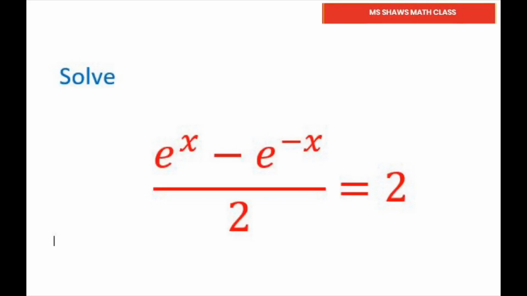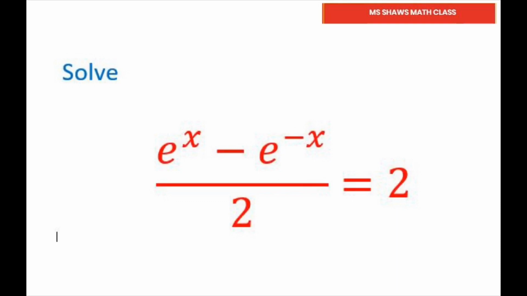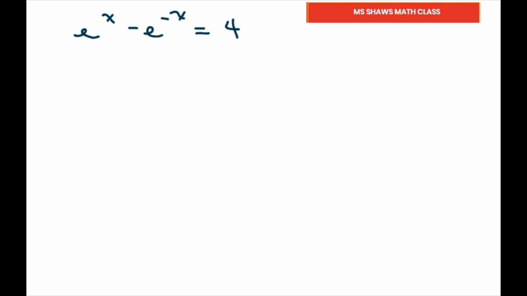Hey everyone, we're going to solve this equation here, and the first thing we're going to do is multiply these two together, like cross multiplying. And then the trick to this is to multiply each term by e to the x.